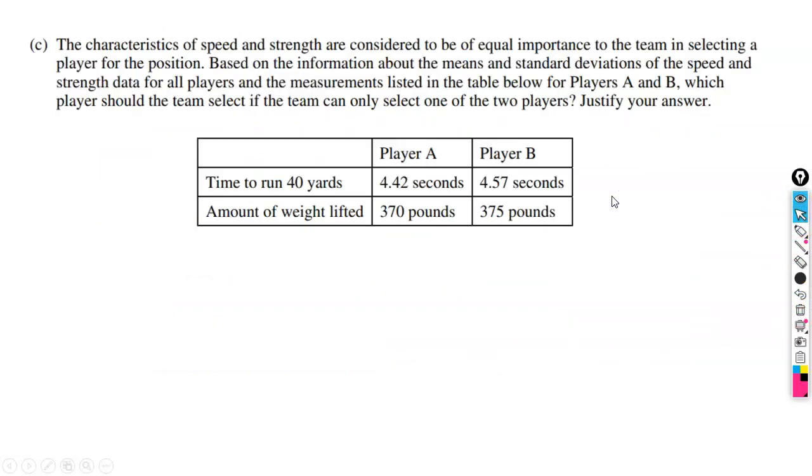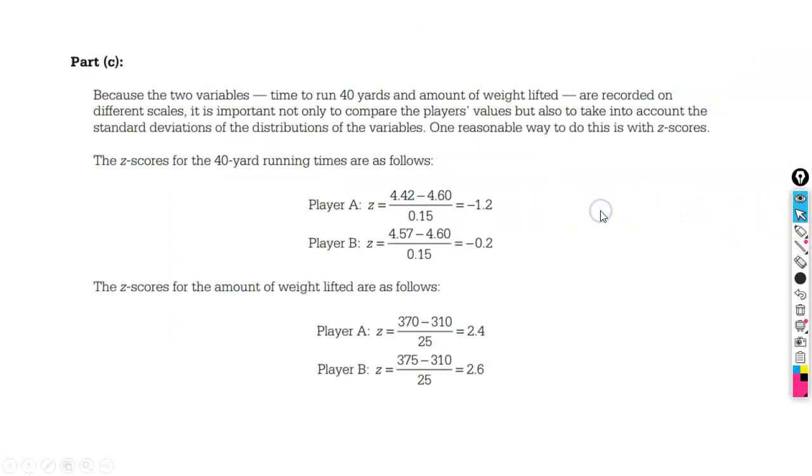All right, we have two players. One runs the 40 in 4.42, the other one runs in 4.57. One can lift 370, the other one can lift 375. Which of the two players do you want? All right, let's go on to the answer.